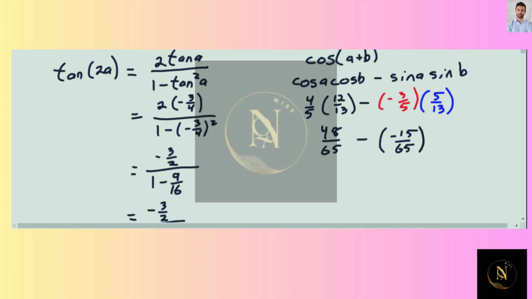And now, because we have the two negatives, these will turn into positives. So 48/65 plus 15/65 is 63/65. And this fraction cannot be reduced. So that will be the cosine of A plus B.